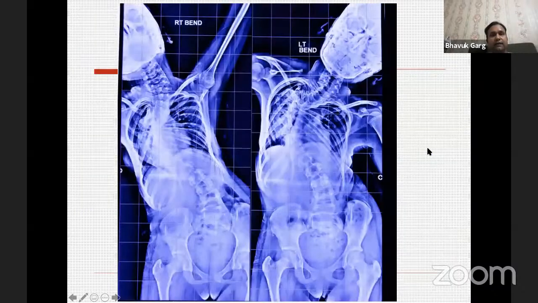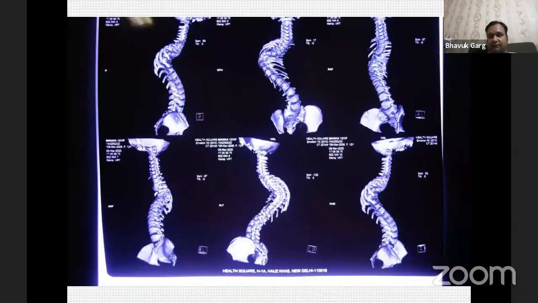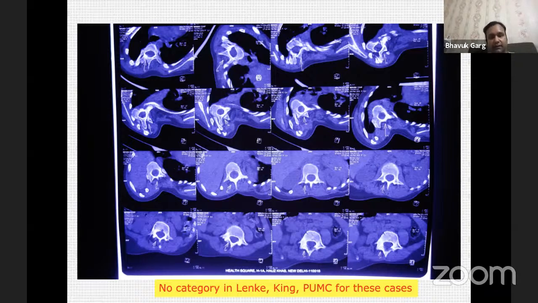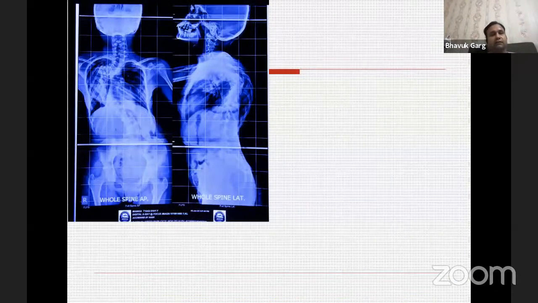Then we looked at the CT scan carefully, and you can see that at just one level, the vertebrae are rotated in different directions, 90 degrees opposite to each other. So there was a 180-degree turn at just one level. You can see here that D4 is rotated completely towards the left and D6 is rotated towards the right. Again, it was a very difficult case, and there was no category in Lenke and King for this. But anyway, as per definition, this will come into the Lenke 1.